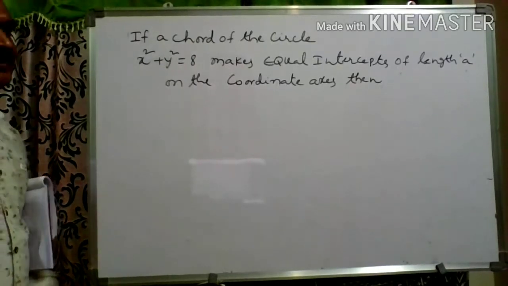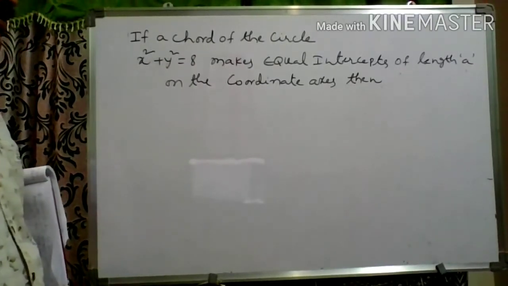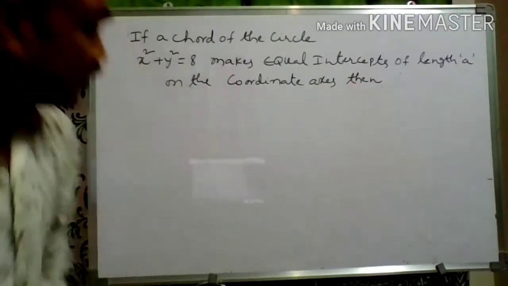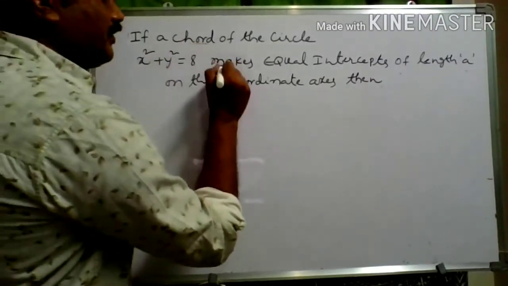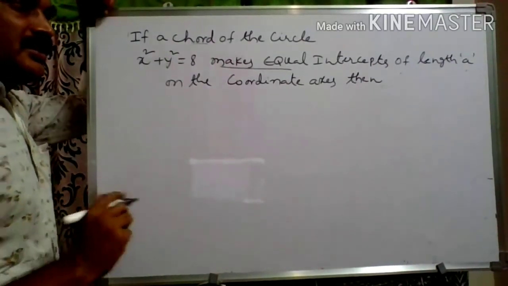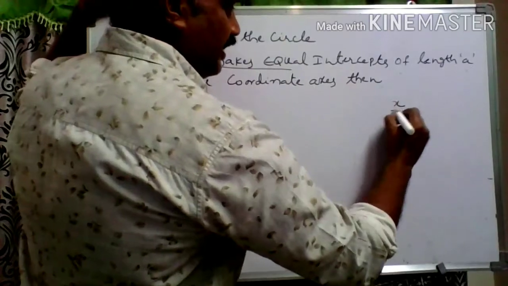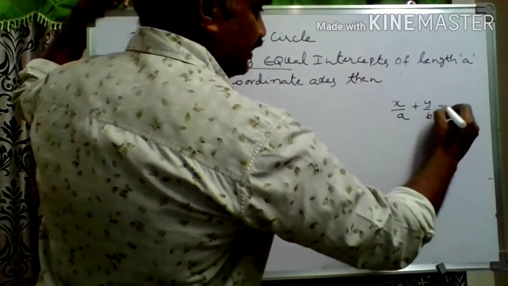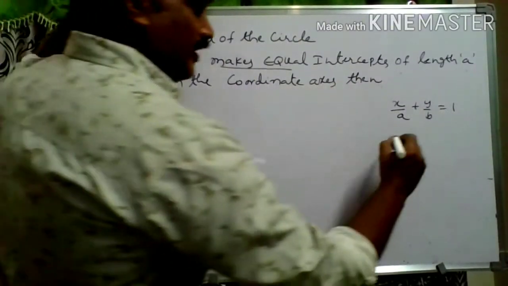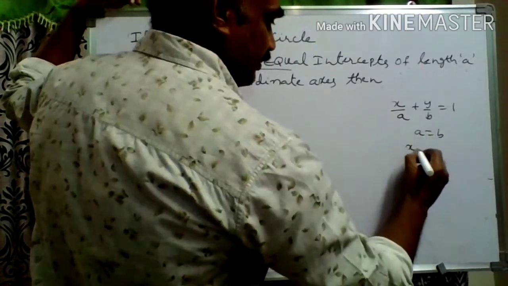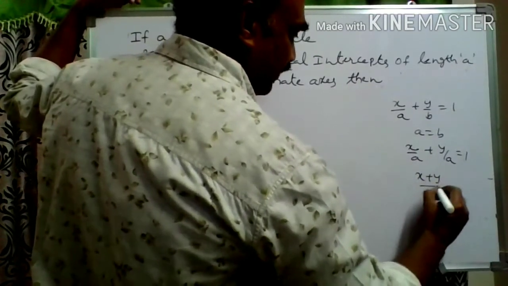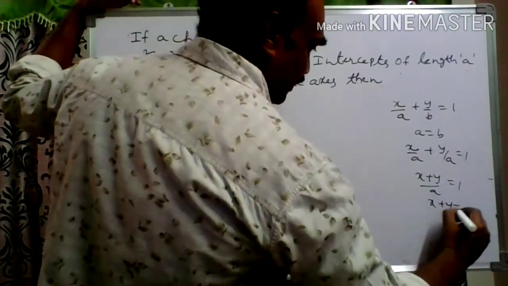Next problem, if the chord of the circle x square plus y square is equal to 8 makes equal intercept of length A on the coordinate axis. Friends, what is the chord equation? Equal intercept on the coordinate axis. In straight line, x-intercept A, y-intercept B, the equation is x by A plus y by B is equal to 1. Students, here intercepts are equal. So A is equal to B. X by A plus y by A is equal to 1. LCM is A. X plus y by A is equal to 1. X plus y is equal to A.